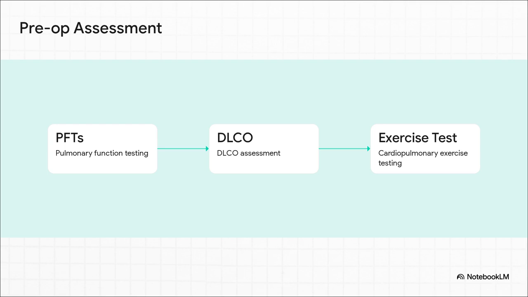Because the patient's entire respiratory function now depends completely on a single lung, this is exactly why a strict multi-step assessment sequence is universally required. We use pulmonary function testing, DLCO assessments to check gas exchange, and formal cardiopulmonary exercise testing to guarantee, long before the surgeon ever makes a cut, that the patient has the physiological reserve to actually survive on one lung.